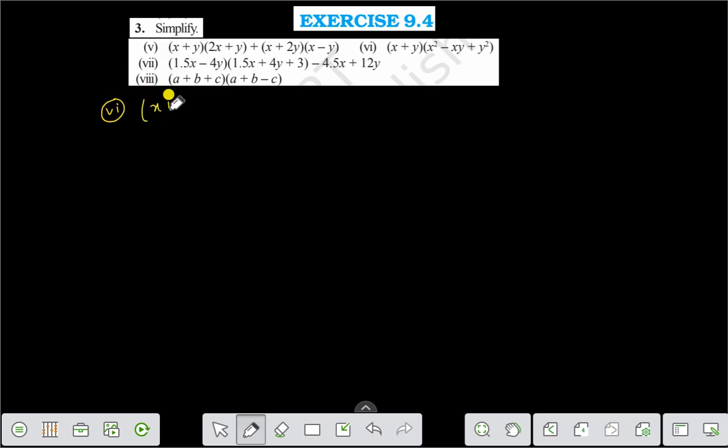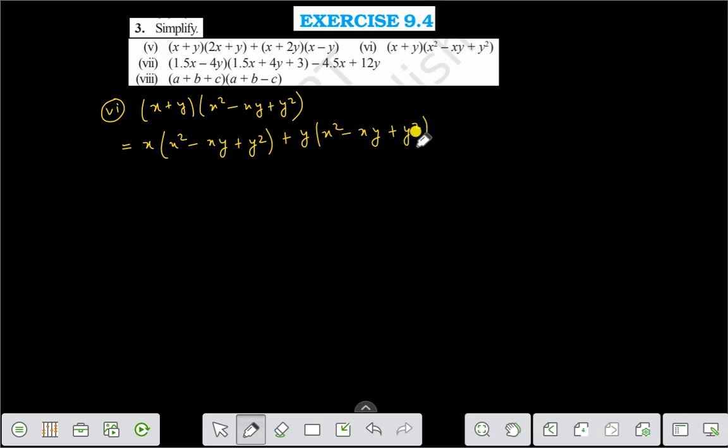x plus y into x square minus xy plus y square. That we are getting x into x square minus xy plus y square, plus y into x square minus xy plus y square. That we are getting x cube minus x square y plus xy square, plus y x square minus xy square plus y cube.